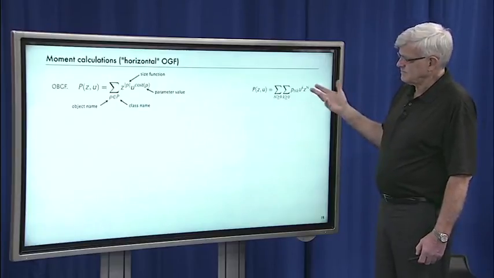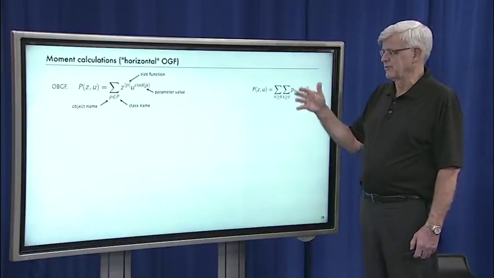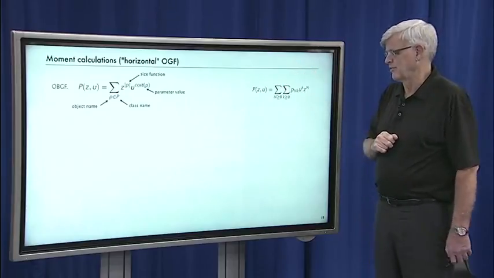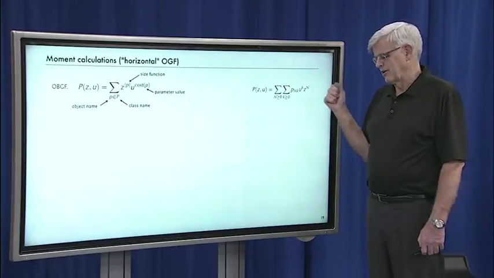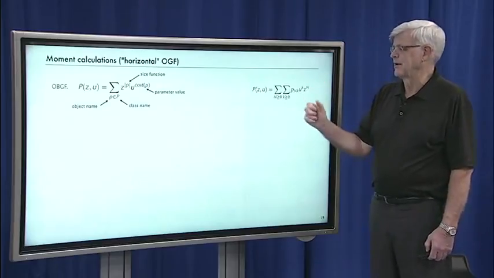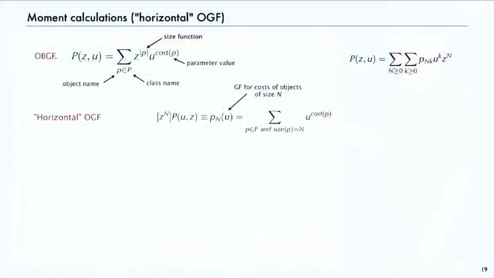So let's look at the moment calculations in terms of the horizontal ordinary generating function. So that's a generating function that gives the cost for an object of a given size. So what we do is we take the coefficient of z to the n in the bivariate generating function, and we'll call that p sub n of u. It's a generating function for the cost in all the objects of size n. And it's just the sum over all objects that are of size n, u to the cost of that object.